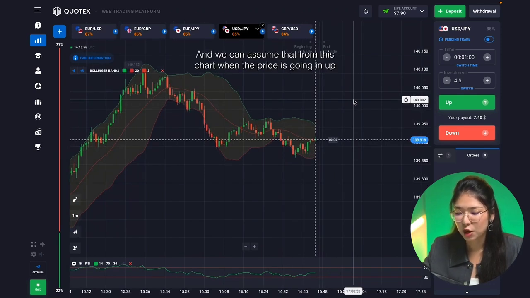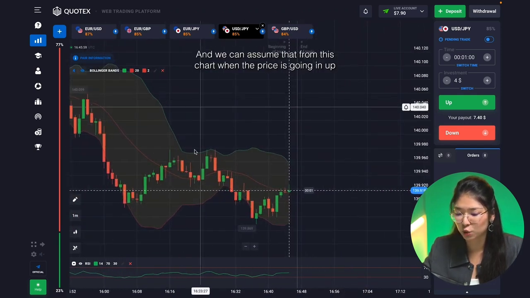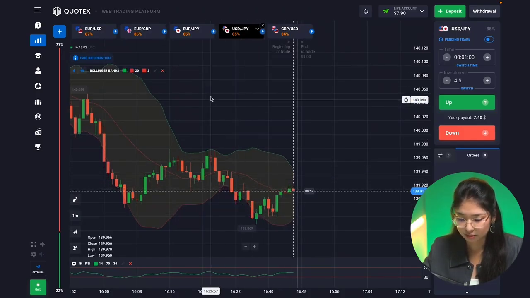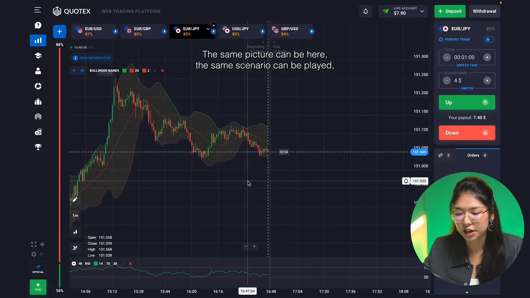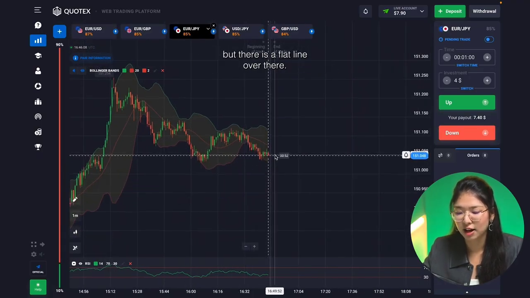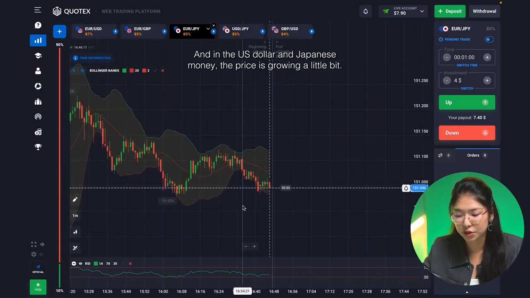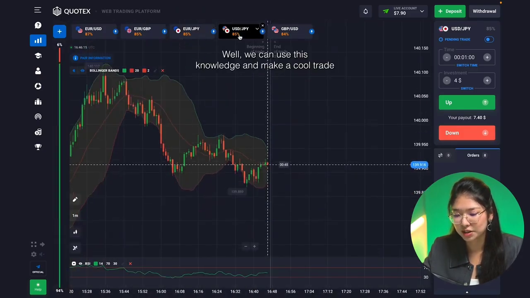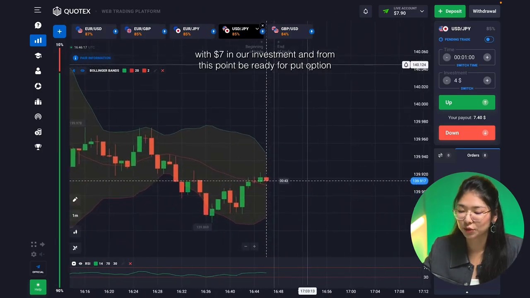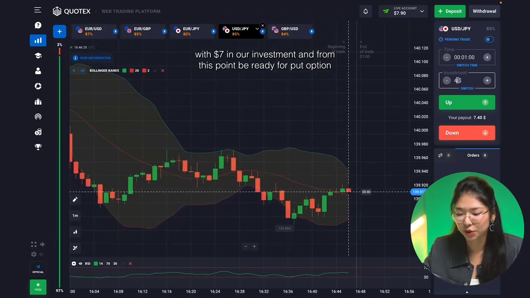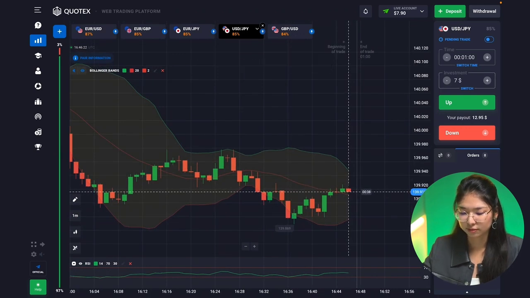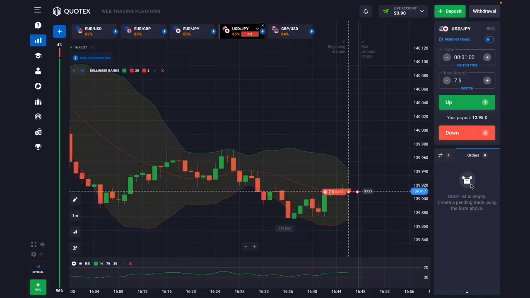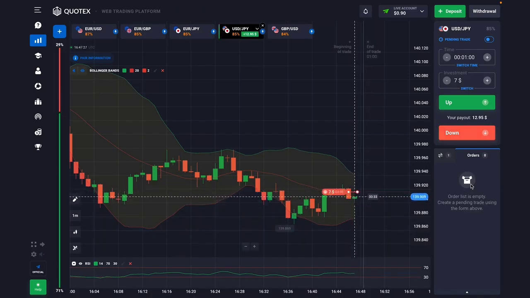And we can assume that from this chart, when the price is going in that direction up to the middle line, can you see it here in Euro Japanese yen? The same picture can be here, the same scenario can be played, but there is a flat line over there, and in the US dollar, Japanese yen, the price is growing a little bit. So well, we can use this knowledge and make a cool trade with $7 in our investment, and from this point be ready for put option right now.